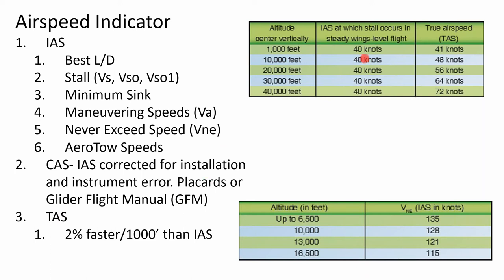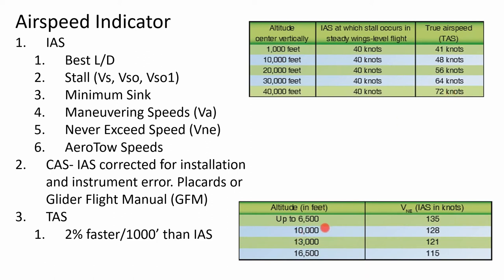So I put this chart in here, which I find interesting. You could be in a glider at 10,000 feet, its stall speed is 40 knots, and your true airspeed is 48 knots. Then you go up to 40,000 feet, stall speed's still 40 knots, but your true airspeed is 72 knots.